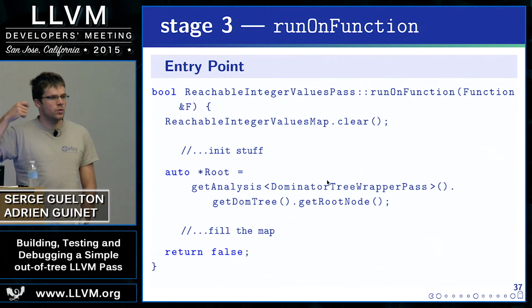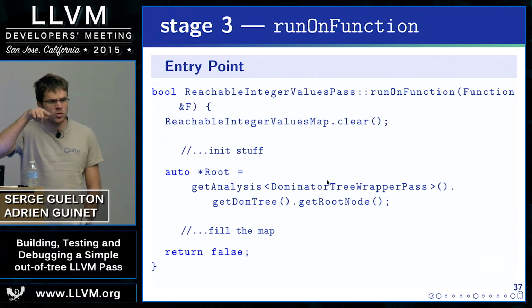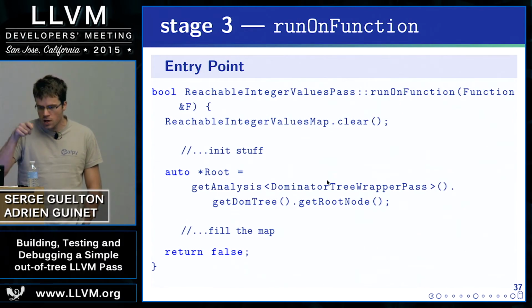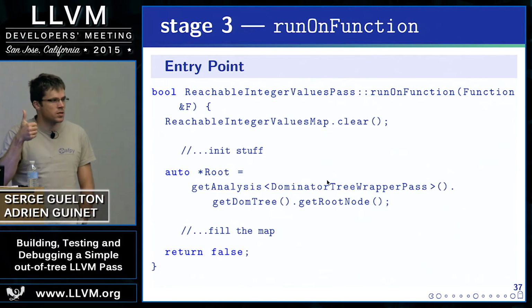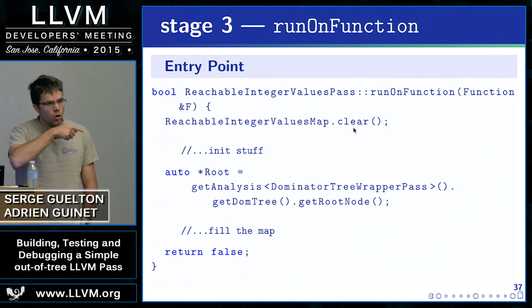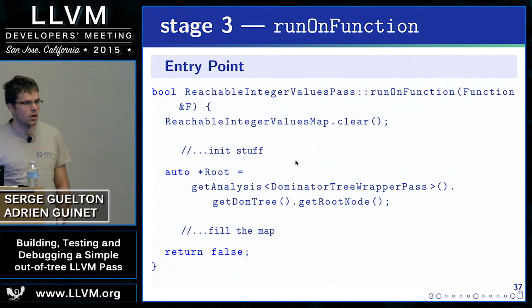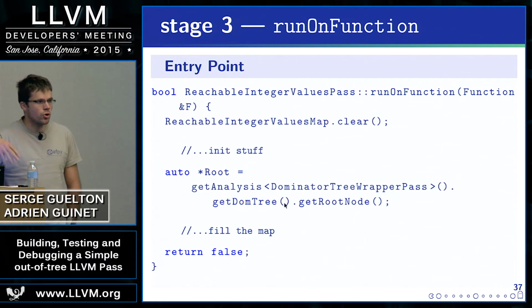When you create a new pass or a new analysis, the pass manager will register a binding between an ID. Maybe you noticed in the constructor there is this ID stuff when you create a pass, and one instance of your analysis. And this one instance will be used during all your compilation. So you have to clear the previous state of your analysis. Then you do your initialization stuff.